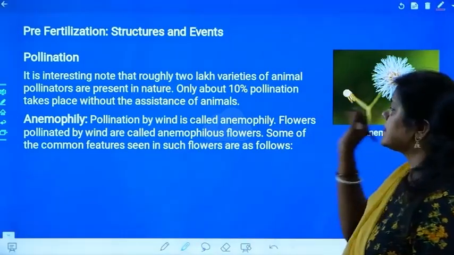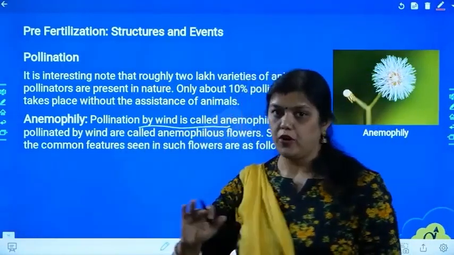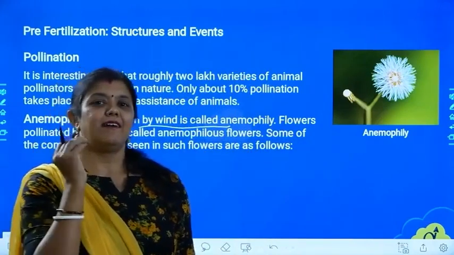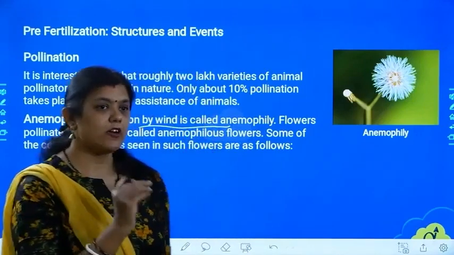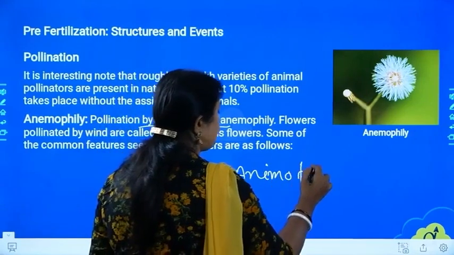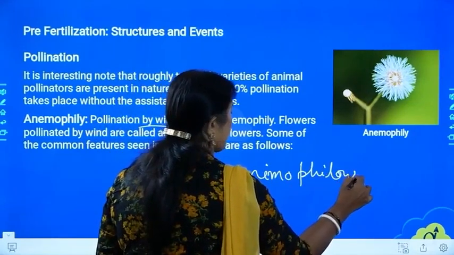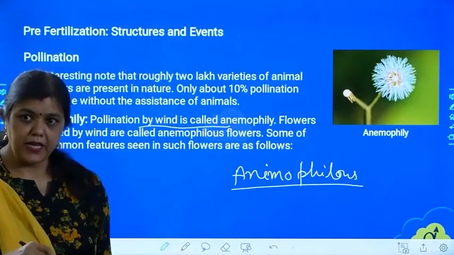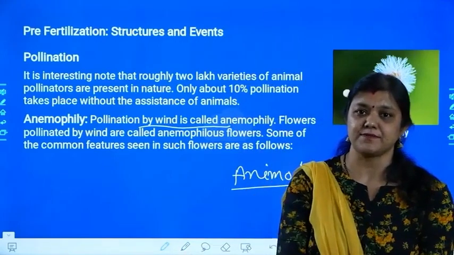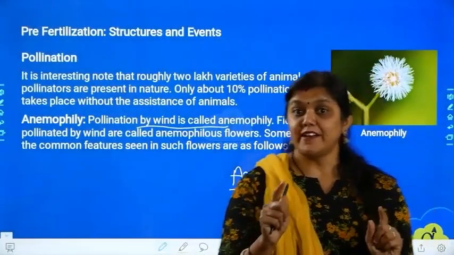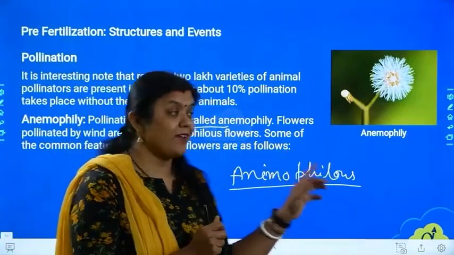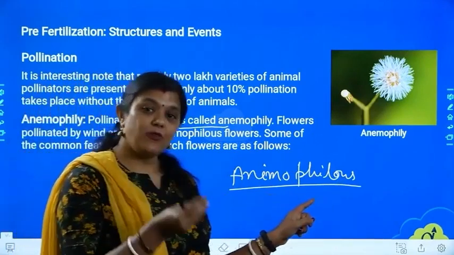Anemophily. Anemophily is pollination by wind. I have told you already. Wind pollinating flowers are called anemophilous flowers. What are they called? They are called anemophilous. Okay, the process is called anemophily, but the flowers are called anemophilous flowers. So now you got it right. What is anemophily? Anemophily is the pollination process. And what is anemophilous? Anemophilous are those flowers which get pollinated by wind.